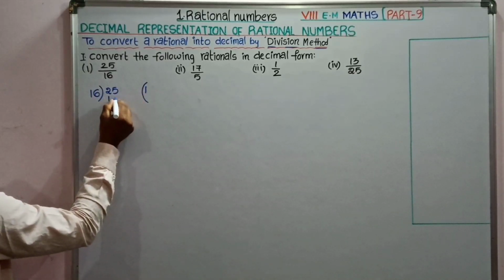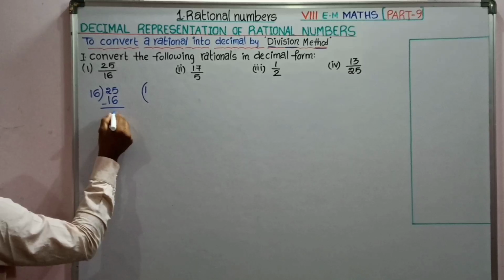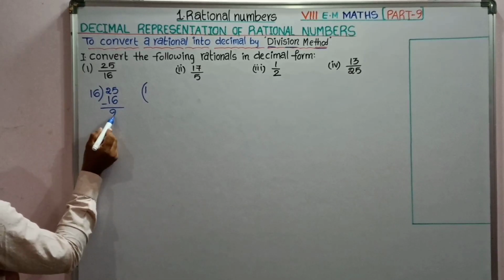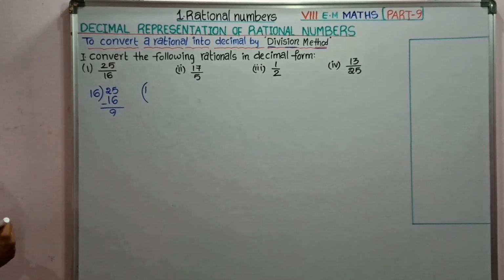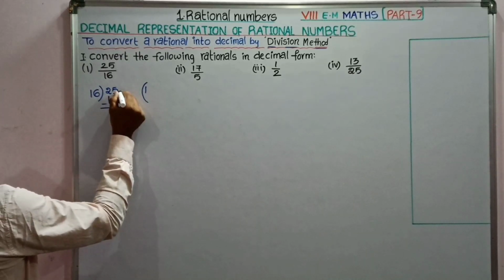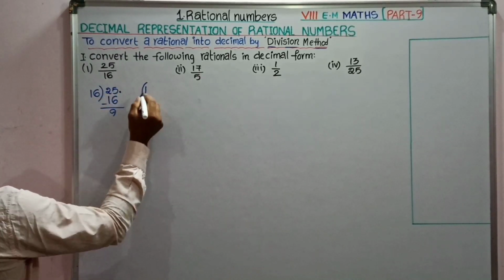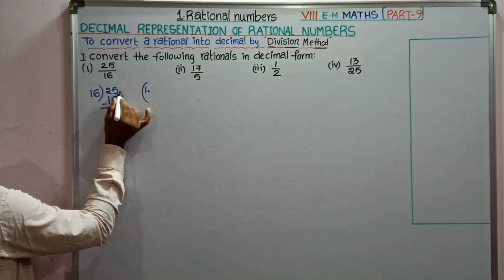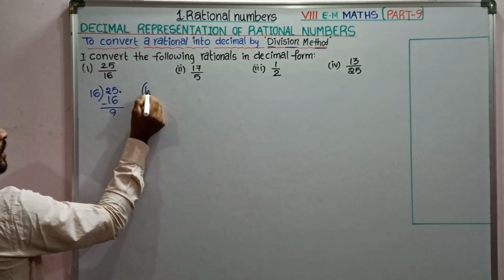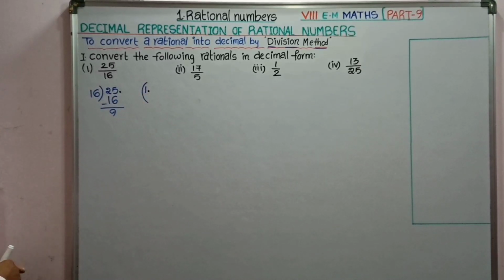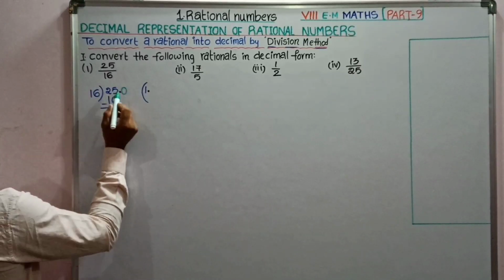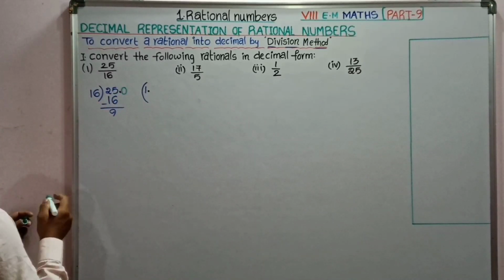16 ones are 16. 25 minus 16 is 9. In the second step, our dividend is 9, but the dividend is less than the divisor. So we have to put a decimal point in the dividend part and at the end of the quotient part, and consider as many zeros as you wish on the right side of the decimal point in the dividend part.